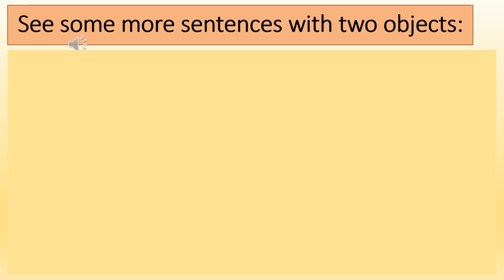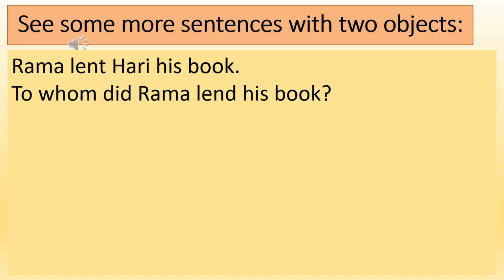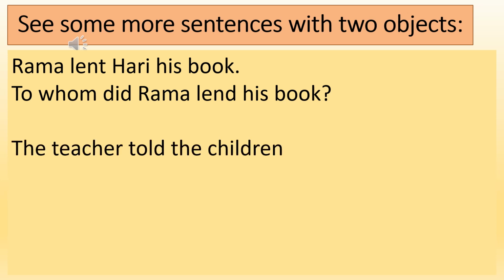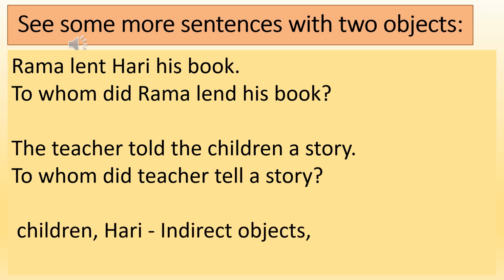See, example, Ram lent Hari his book. Let's frame a question. To whom did Ram lend his book? And the answer is Hari. The teacher told the children a story. To whom did the teacher tell a story? Answer is children. Children, Hari are indirect objects. They are in dative case.